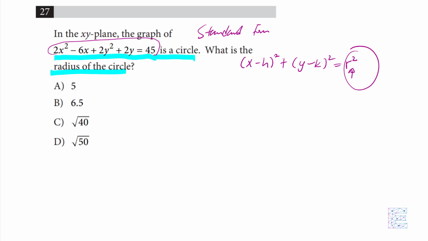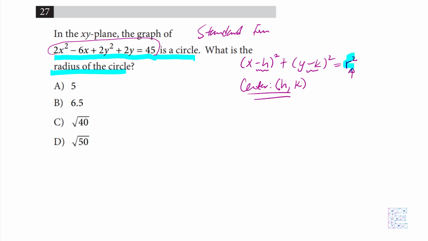And just for those who are curious, to find the center, which is not the question this time, but just in case this shows up again, you simply take the value of h, change the sign of it, and the value of k, change the sign of it. That would be your center. However, that's not the question. This question focuses on finding the radius.